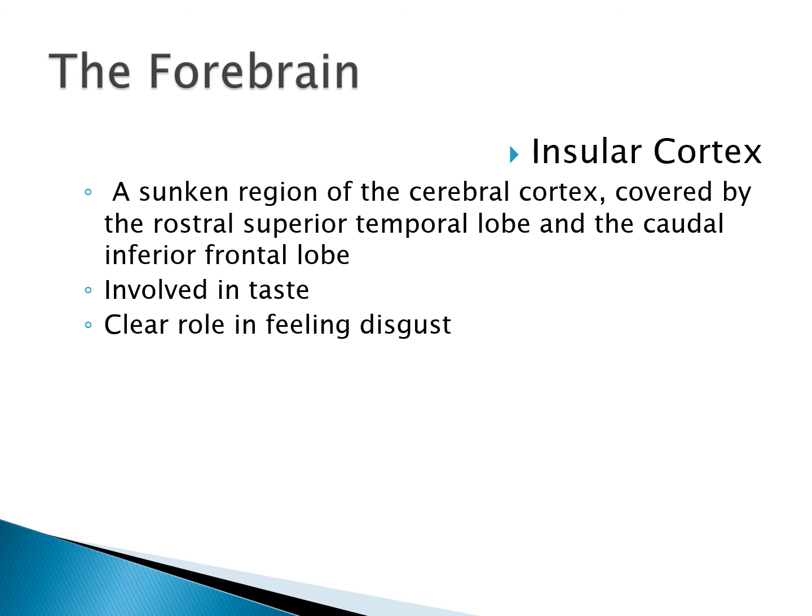Okay, the insular cortex is another really interesting structure and large, like the cingulate gyrus. So when I'm going to talk about it here, I feel like I'm only going to talk about a tiny piece of it. I have it described as a sunken region of the cerebral cortex. It really is going from quite anterior in the brain, where it's near the caudal inferior frontal lobe, so the back part of the bottom part of the frontal lobe, and also covered by the rostral superior temporal lobe, so the frontish part of the superior temporal lobe, so it's almost getting back there to the parietal lobes. So quite a large structure, which means it's doing a lot of different jobs, really.